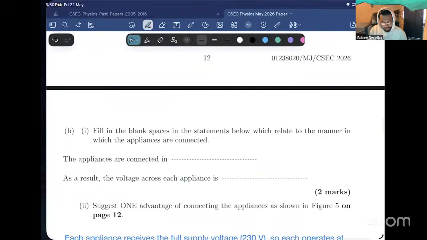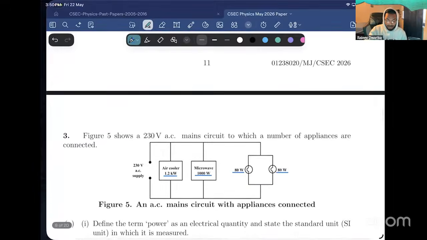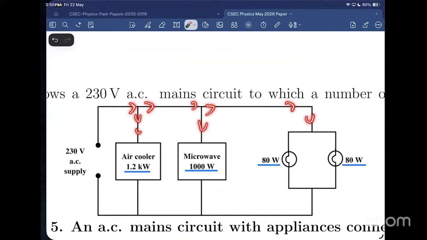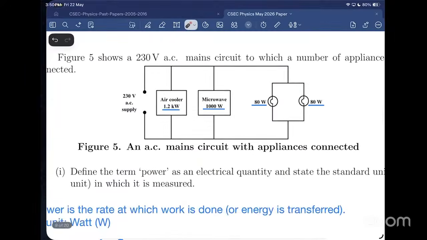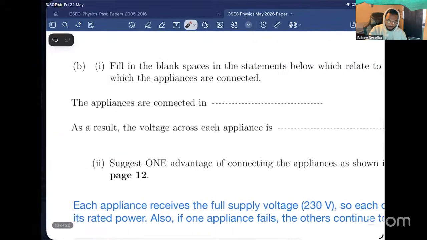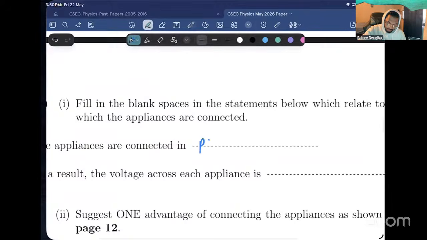Fill in the blank spaces in the statements below which relate to the manner in which the appliances are connected. The appliances are connected in what? You see that current is dividing, it's being split. Parallel. Anytime current is being split, it's a parallel circuit you're dealing with. So they are connected in parallel.